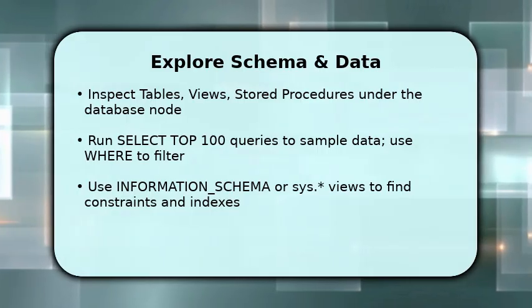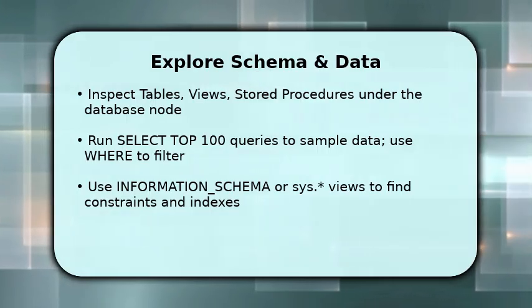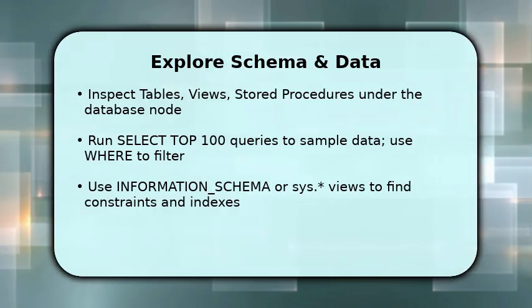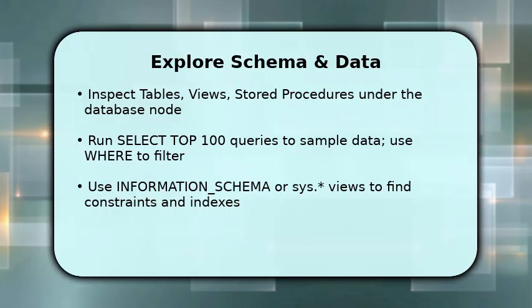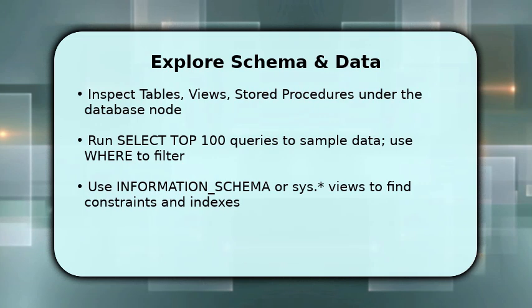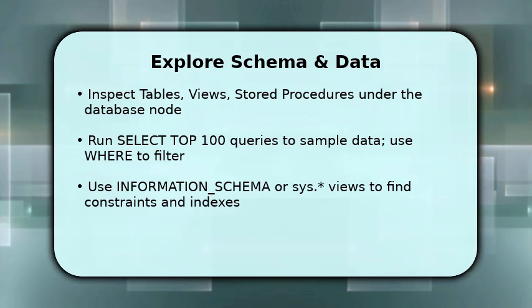Use sys.indexes and sys.foreign_keys to map relationships and performance points. Once done, check execution plans for slow queries and identify missing indexes. Make sure to work in a transaction when testing changes, so you can roll back if needed.